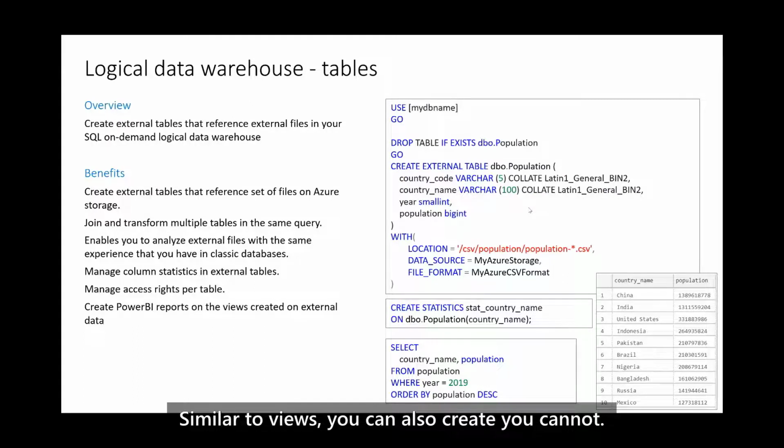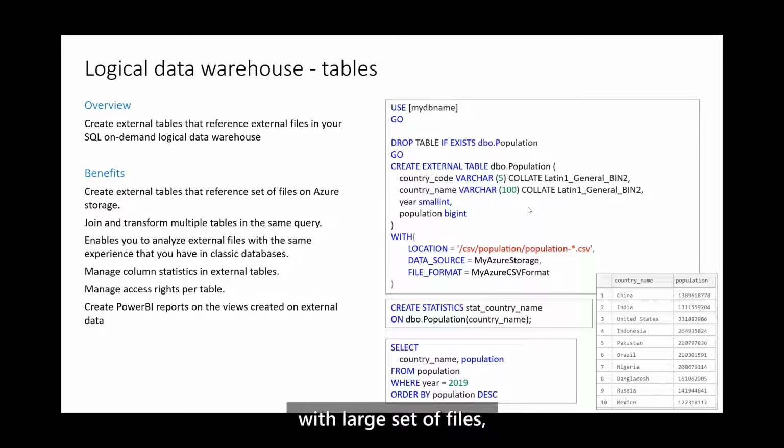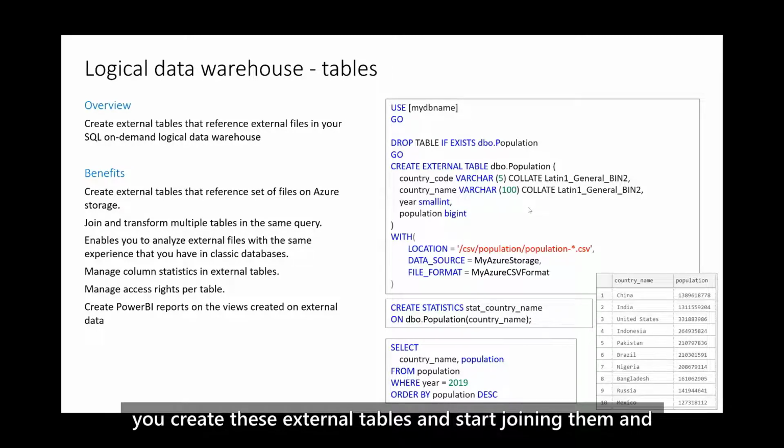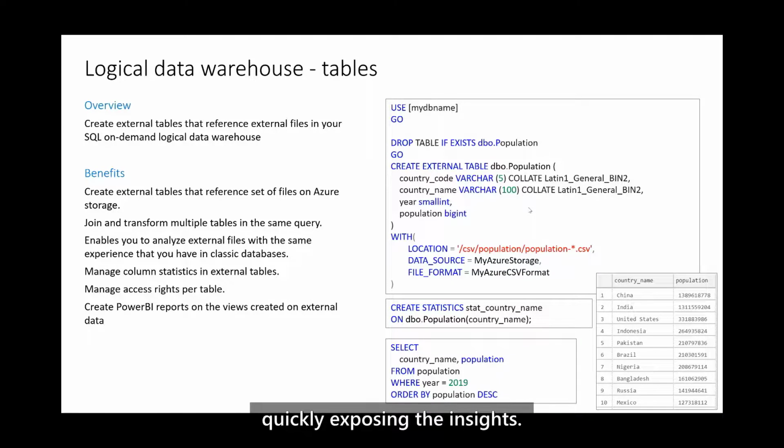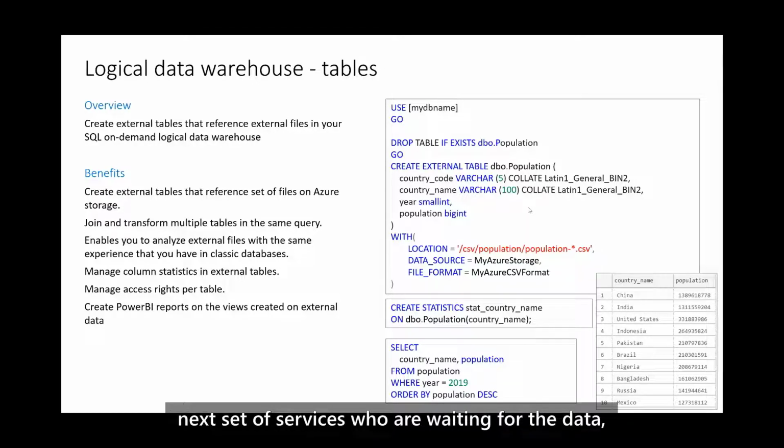Similar to views, you can also create external tables, and join and transform multiple tables in a single query. This enables you to analyze external files with the same experience that you have in classic databases. I'll show you in the demo how easy it is to do that and how beneficial it is for scenarios where you're dealing with a large set of files. You create these external tables, start joining them, and quickly expose the insights to your BI tools or to the next set of services waiting for the data. So this whole process becomes really seamless with serverless.